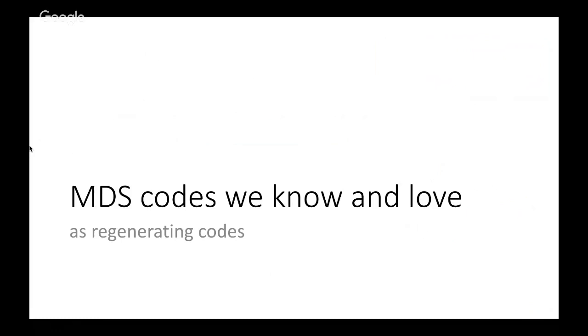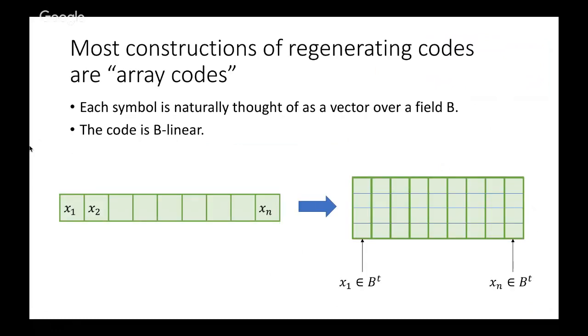So far, we have seen exactly one example of a regenerating code, which is this k equals 2, n equals 4 example. And that example was something called an array code. Most constructions of regenerating codes in this big, rich literature are array codes. What I mean by that is that each symbol of a code word, each encoded symbol, is naturally thought of as a vector over some smaller field. So for example, here we have some code word.